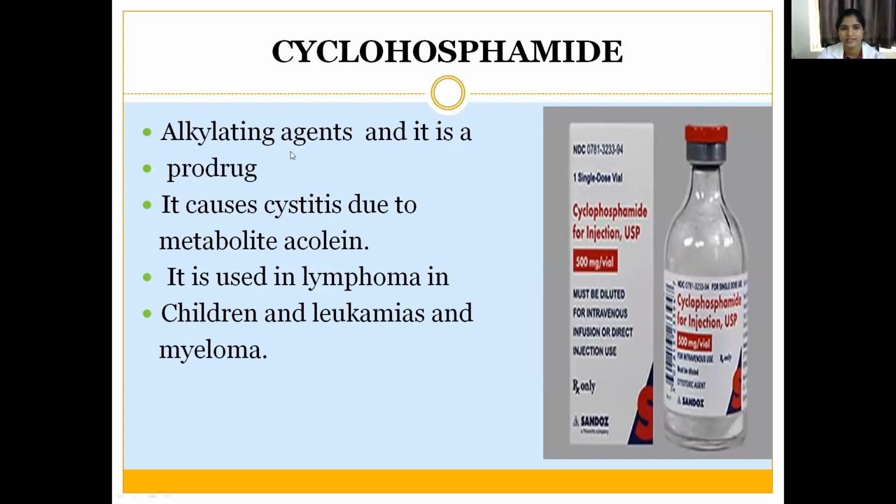Cyclophosphamide is an alkylating agent. For this also we will be given a question format: what are the indications or uses, what is the mechanism of action. Those types of questions will be repeated for such drugs. It is an alkylating agent and a prodrug. It causes cystitis due to a metabolite, and it is used in lymphoma, especially in children, and in leukemias and myeloma.